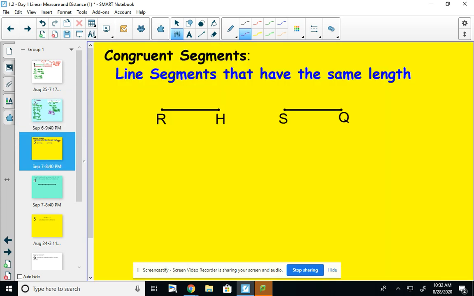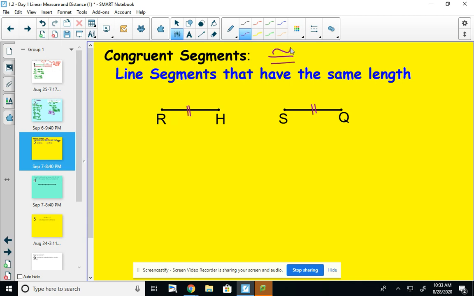All right, a new vocab word for today is going to be congruent segments. Congruent segments are line segments that have the same length. So if I were to measure RH and SQ, they would have the exact same length. When we measure something and we find that it has the same length, we mark it with a congruent symbol, which is just a tick mark on each line. If we have multiple congruent things in a picture, we might use 2, 3, even 4 symbols to show that those things are congruent. The sign for congruent, if we wanted to write some sort of mathematical sentence, is an equal sign with a squiggle over the top.